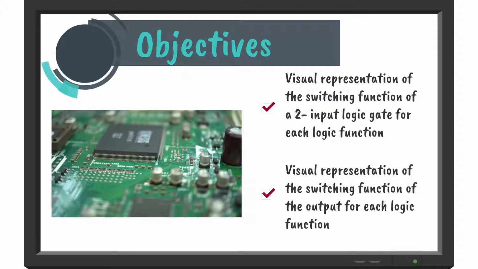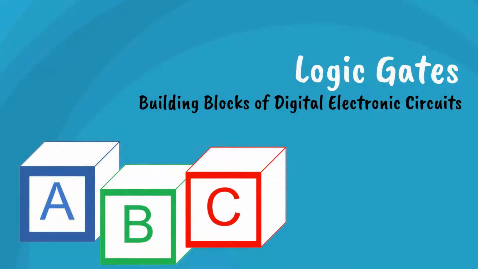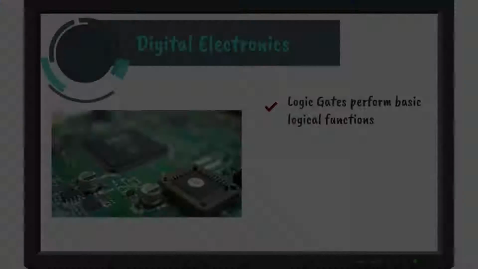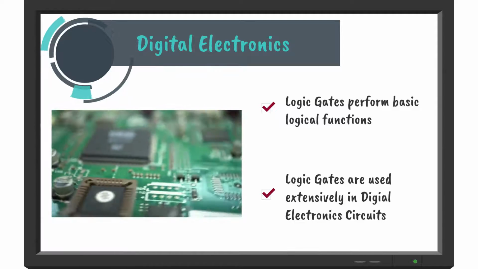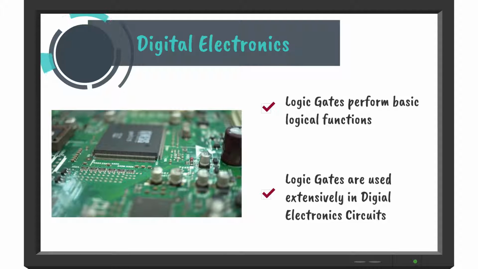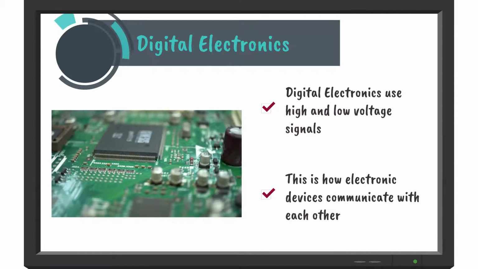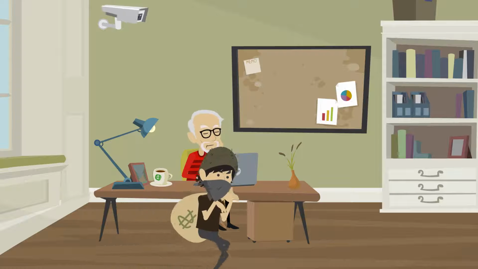logic function. Logic gates are building blocks for digital electronics. They perform basic logical functions, which are fundamental to logic circuits. And because of this, logic gates are used extensively in digital electronic circuits. Digital electronic circuits operate using high and low signals. These signals can be found in most of the systems we use daily. These systems include burglar and fire alarm systems.